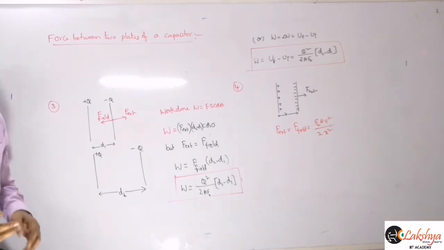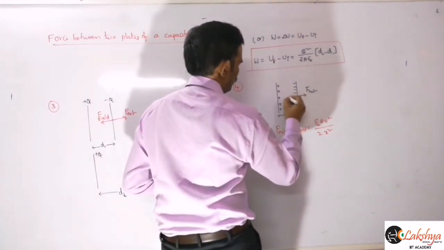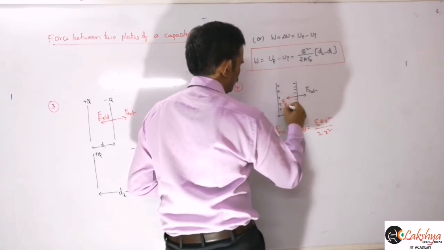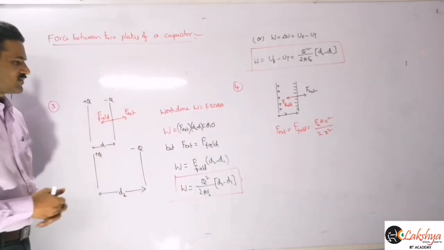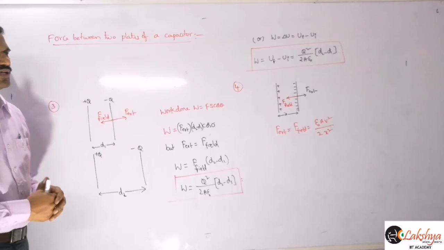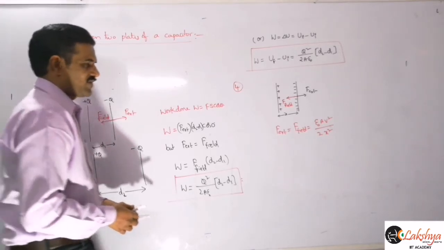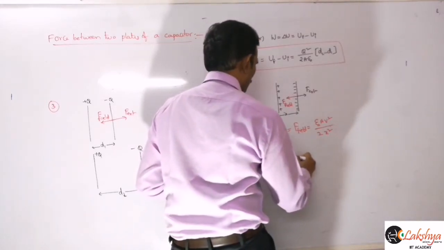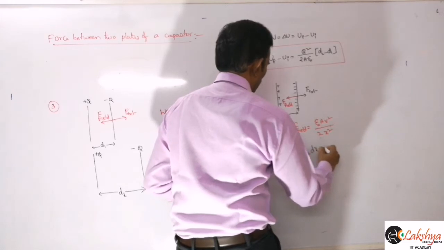then the amount of work done in increasing the separation from D1 to D2 is given by. And so now I am writing this work done expression here. Therefore I can write this work done is equal to the integral of F external into dx.